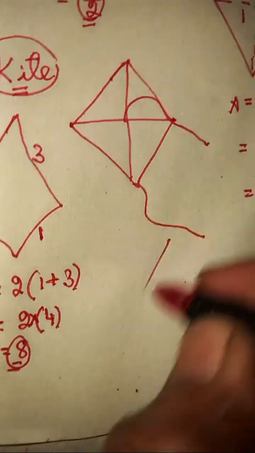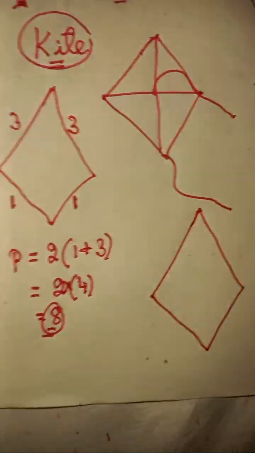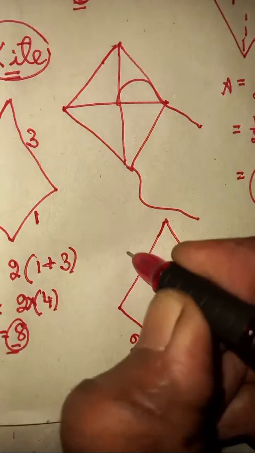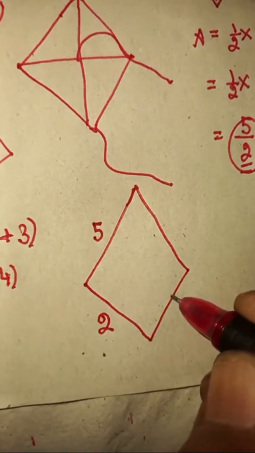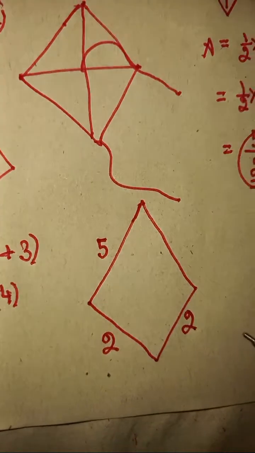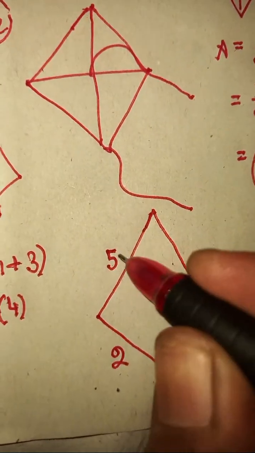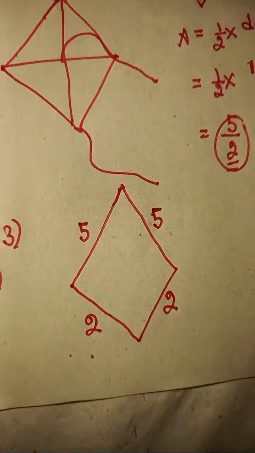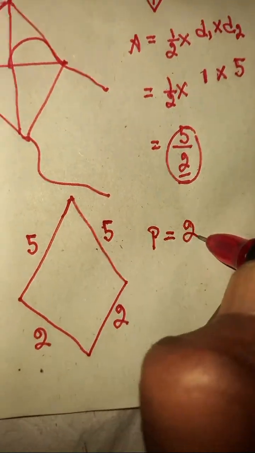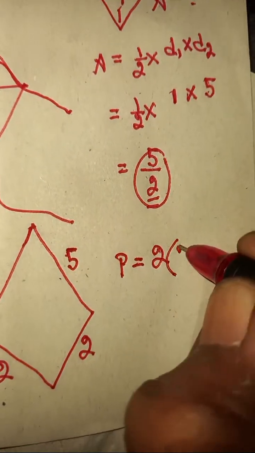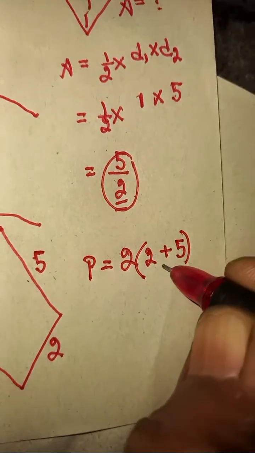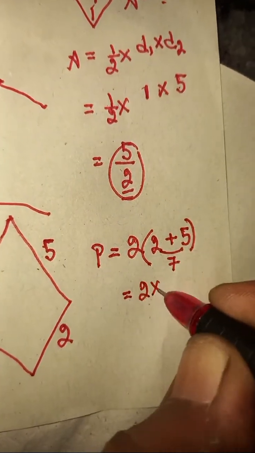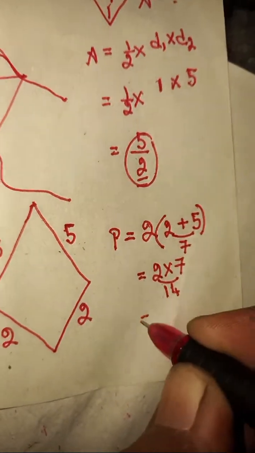You can take another kite. In this kite also it's the same thing. They are giving this side as 2, this side as 5, so this side equal to this one also becomes 2, and this side is equal to this one, so this side also becomes 5. Now you can find out the perimeter as 2 times of those non-equal sides, that is 2 plus 5. 2 plus 5 is 7, so 2 times of 7 becomes 14. 14 units is the perimeter. And now I take another kite.